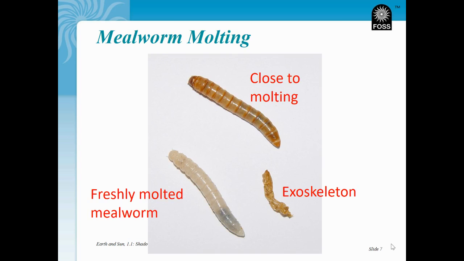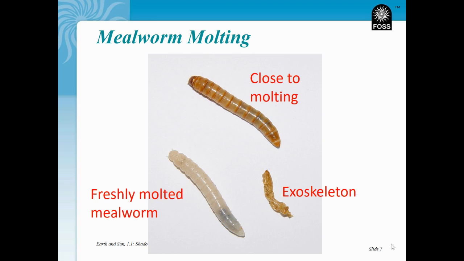So let's take a look at this picture. The top image shows a mealworm, which might look like many of the mealworms you have in your vial. You can see it is a little darker in color. This is a mealworm that is really close to molting, right? It is about to grow and get bigger. When it sheds its exoskeleton, it allows the insect to grow. So if you think about our focus question, how do mealworms grow and change? Well, they molt, which helps them grow.